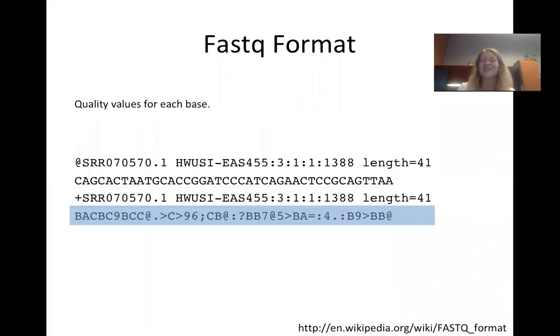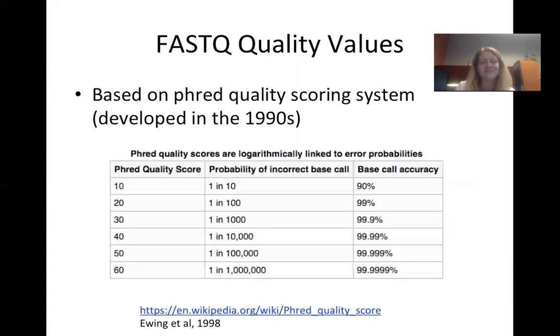And the fourth line are the quality values for each base. So this is a one-to-one correspondence. This first nucleotide C has a quality value of B. The second nucleotide A has a quality value of A. The third G has a quality value of C. So they correspond. These quality values are basically like a secret code. They consist of numbers, symbols, and letters, and you kind of have to decode them to figure out what they mean. So let's get our decoder rings out and figure that out.